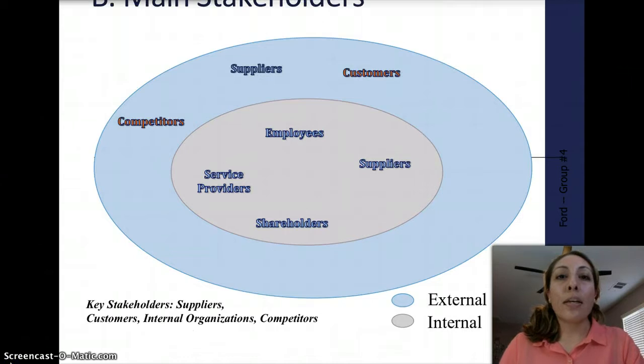Now we can look at main stakeholders. In the external environment, we see suppliers, customers, and competitors, and then internally we see employees, service providers, suppliers, and of course our shareholders. So now to point C, I will hand it off to my group partner to discuss this. Thank you.